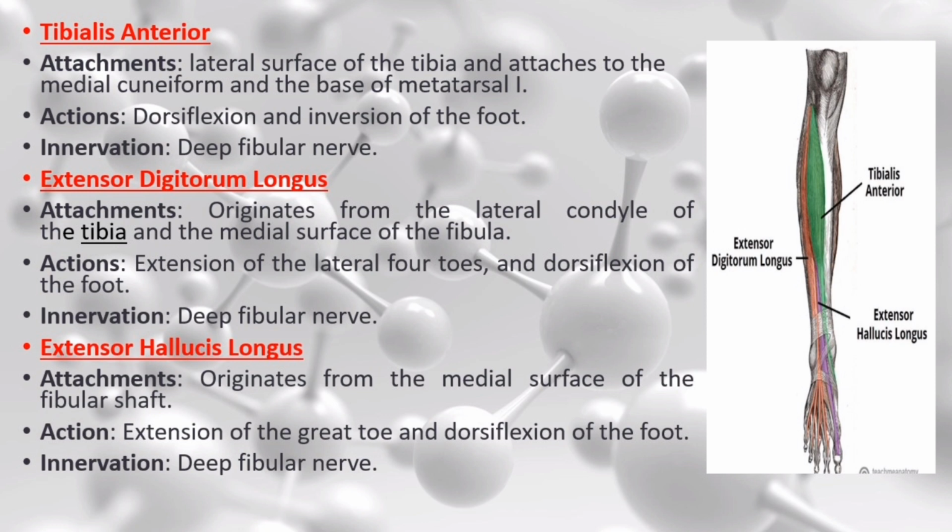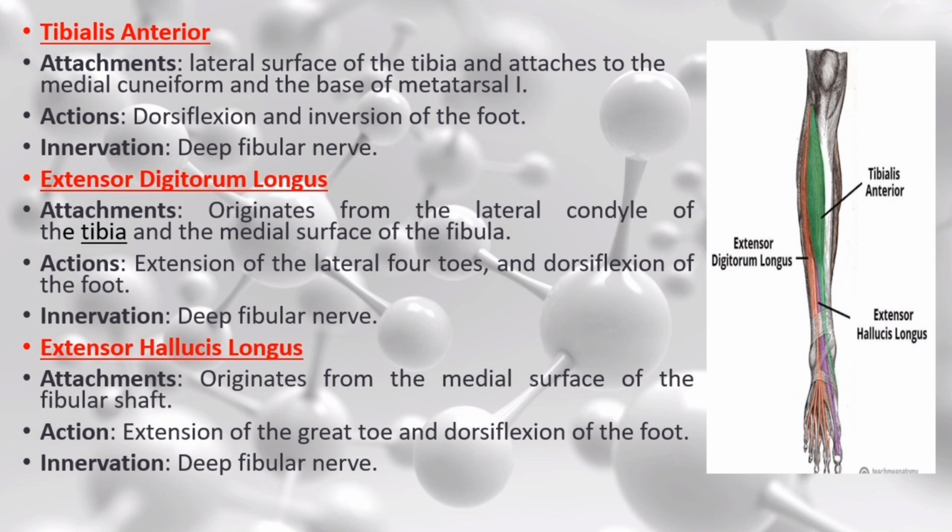Extensor digitorum longus. The extensor digitorum longus lies laterally and deep to the tibialis anterior. Its 4 tendons can be palpated on the dorsal surface of the foot. Attachments. Originates from the lateral condyle of the tibia and the medial surface of the fibula. The fibers converge into a tendon, which travels onto the dorsal surface of the foot. The tendon splits into 4 and each tendon inserts onto a toe. Actions. Extension of the lateral 4 toes, and dorsiflexion of the foot.